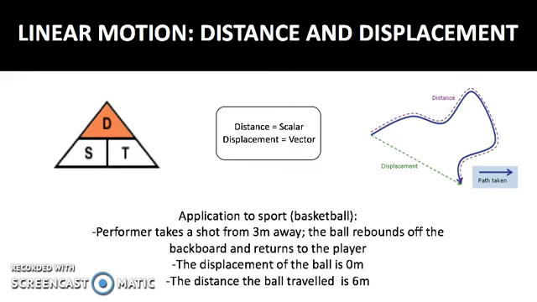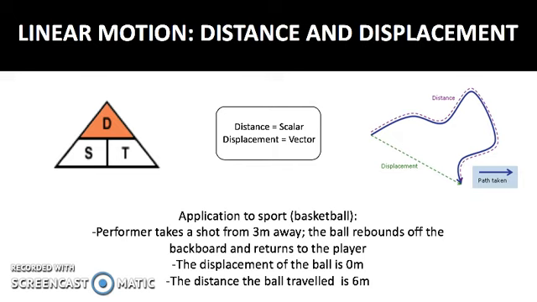Another example is distance and displacement. Distance is a scalar quantity because it only has magnitude, and displacement is a vector quantity as it has both magnitude and direction. So again, applying this to basketball, if a performer takes a shot from 3 meters away and the ball rebounds off the backboard and returns to the player, the displacement of the ball is 0 meters because it's gone to that backboard and come back to the player.